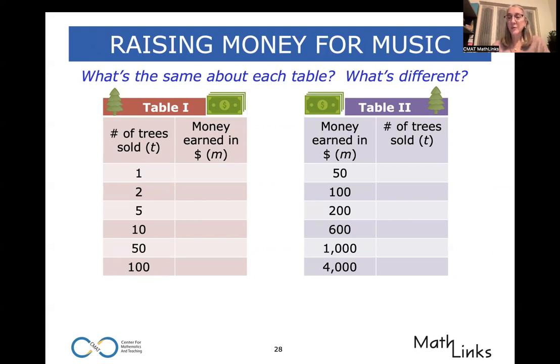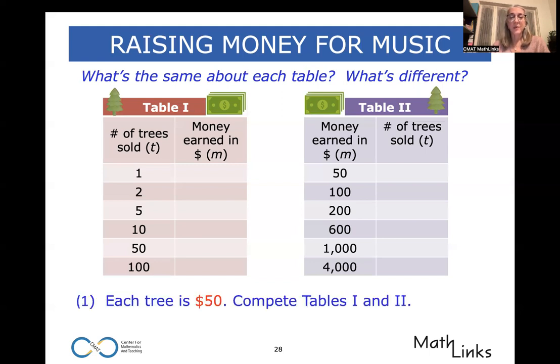The variables are switched. In table 1, number of trees sold is the input and money earned in dollars is the output. Table 2 is the opposite. The input or output can vary depending on what the focus is. We want students to make sense of both. Students copy the cost of a tree and complete the tables.